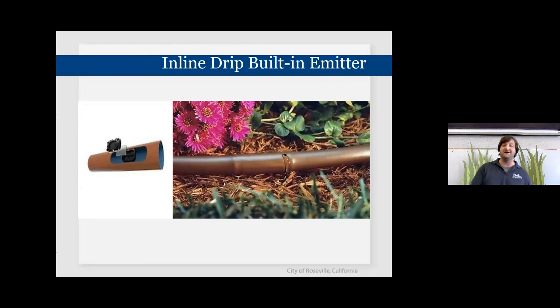Next slide. So an inline drip built-in emitter is like a soaker hose with little holes. And like I mentioned, it's not just a little hole. There's actually an emitter in there. So when you're going in and cutting this pipe, which is easy to do, just make sure you're not cutting where the emitter is, because you could damage that. Tiny little emitters are going to control the flow coming out of that line there.